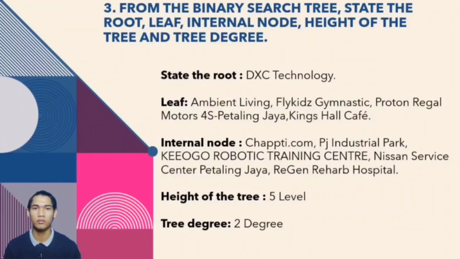The question for number 3 is, from the binary search tree, state the root, list the leaves, internal nodes, height of the tree, and degree. Firstly, the root is DXC Technology. Second, the leaves are Ambient Living, Fly Kids Gymnastic, Proton Regal Motor 4S Petaling Jaya, and Kings Hall Cafe. Third, the internal nodes are Chapati.com, PJ Industrial Park, Kyogo Robotic Training Center, Nissan Service Center Petaling Jaya, and Regen Rehab Hospital. Fourth, the height of the tree is 5 levels. Fifth, the degree is 2.